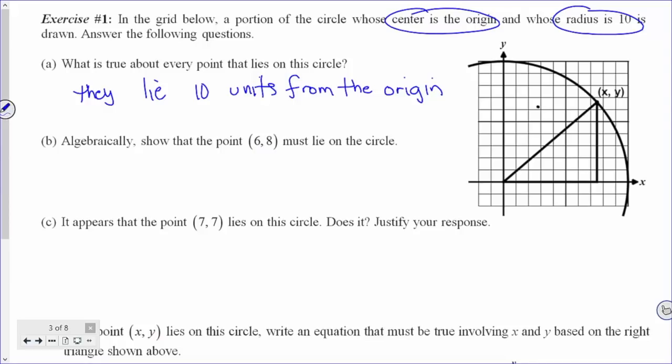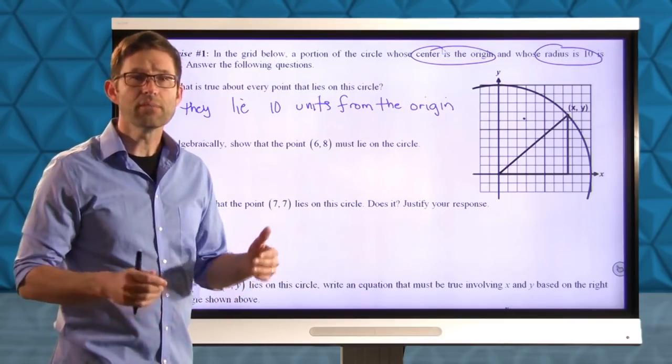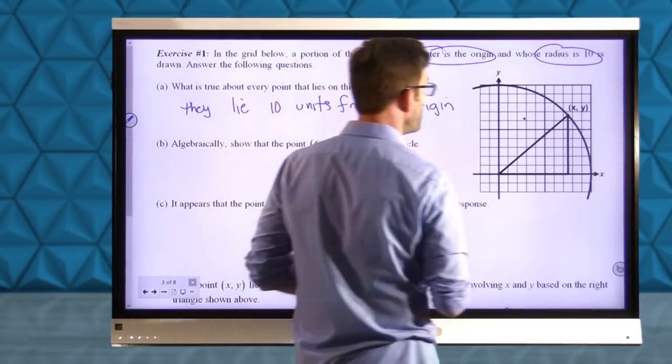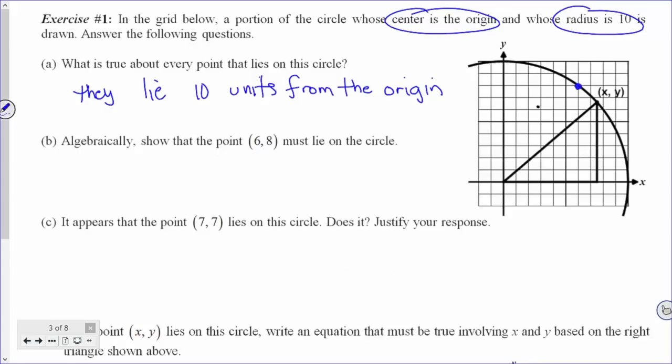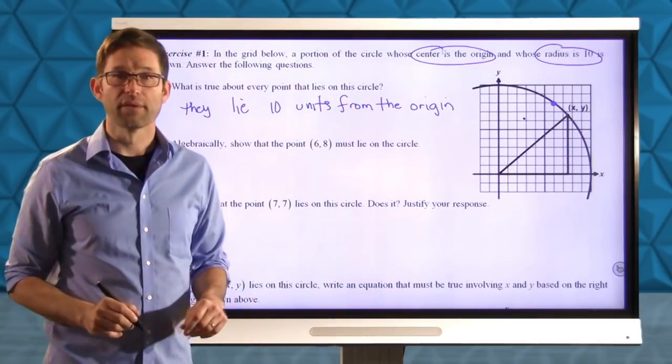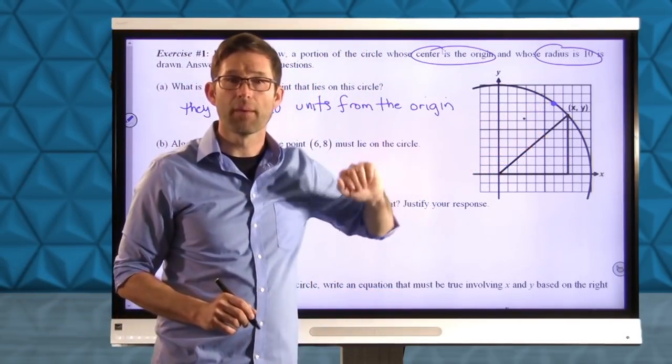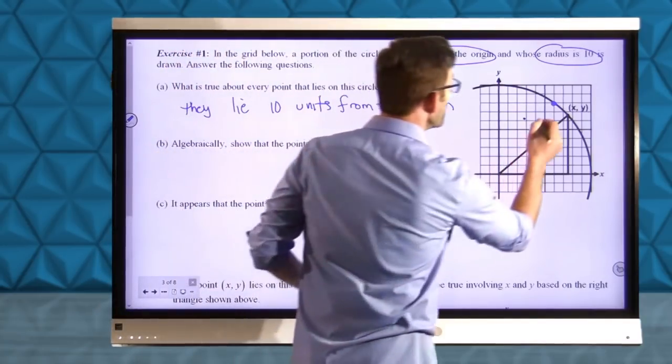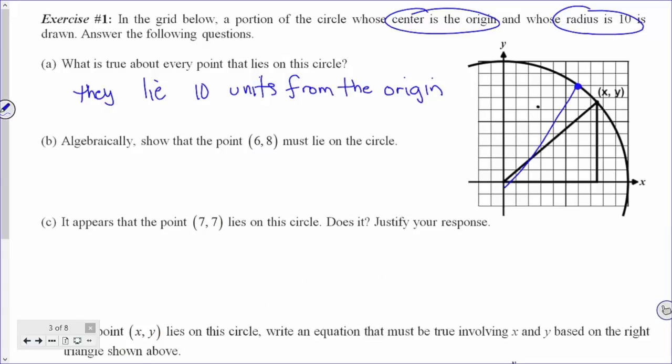Algebraically show that the point 6, 8 must lie on this circle. All right. Well, what does it mean for the point 6, 8 to lie on this circle? Well, here it is. Now, that's not what we mean by algebraically show that it lies on the circle. But to show that the point 6, 8 lies on this circle, we can work with this right triangle. That was a terribly drawn right triangle, but we can work with it, right? Specifically, a right triangle that has this is 6, this is 8, and this is 10, right?